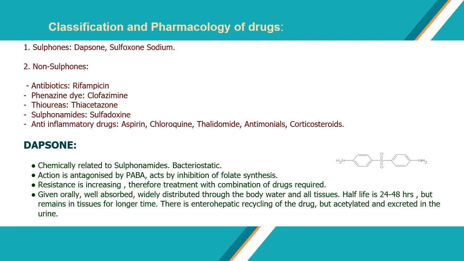You can look at the structure of dapsone. It has a resemblance to that of PABA as well. So its action is antagonized by PABA, and the final net effect is inhibition of folate synthesis. Inhibition of folate synthesis is the main action of dapsone, which is similar to the action of sulfonamides. But the problem with dapsone is that resistance is increasing.